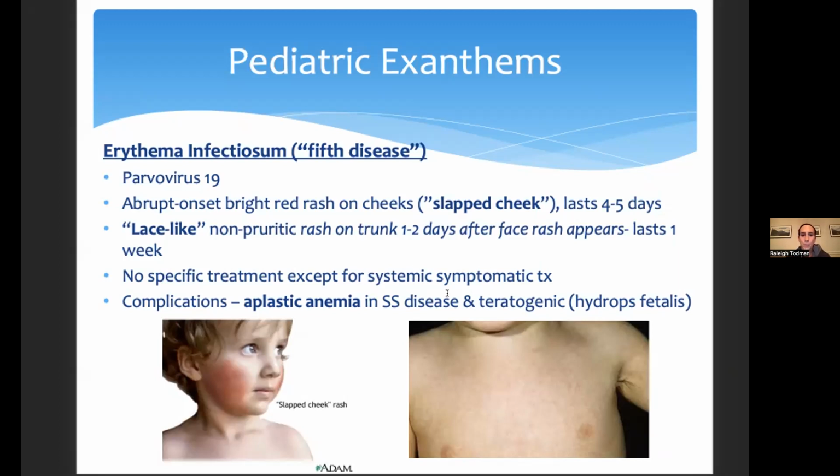There's no specific treatment for this, but important test things to know about are that in sickle cell disease, this can lead to aplastic anemia, and that it's also teratogenic and can cause hydrops fetalis. Those are test question things to know about Fifth disease.